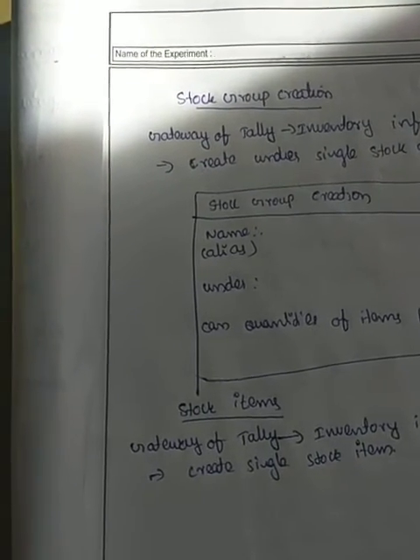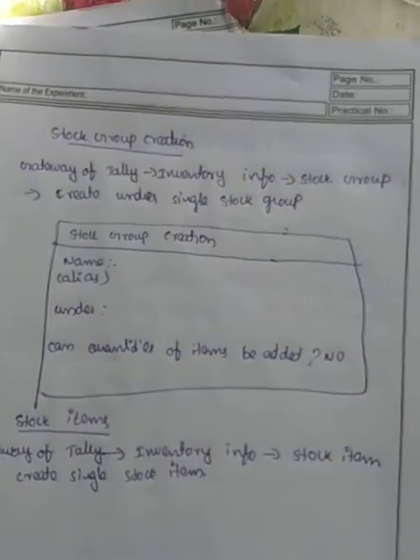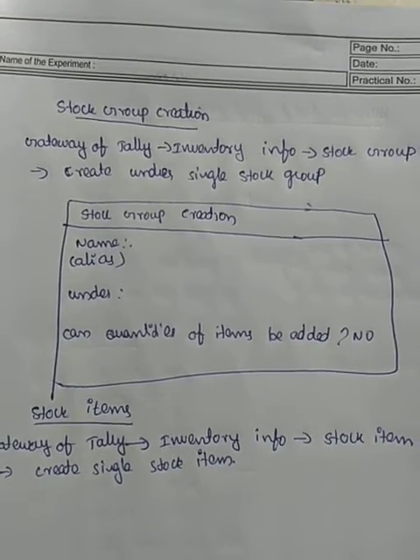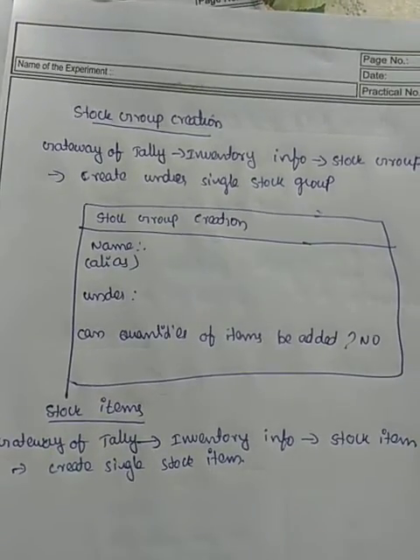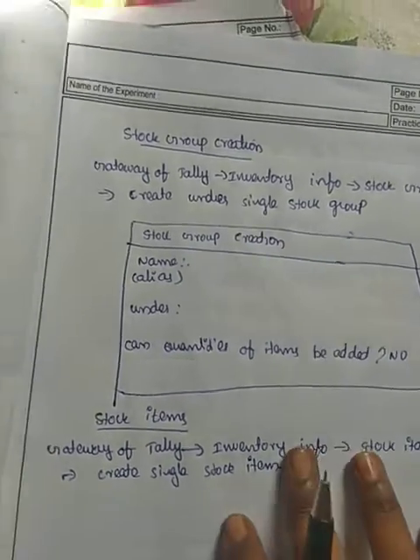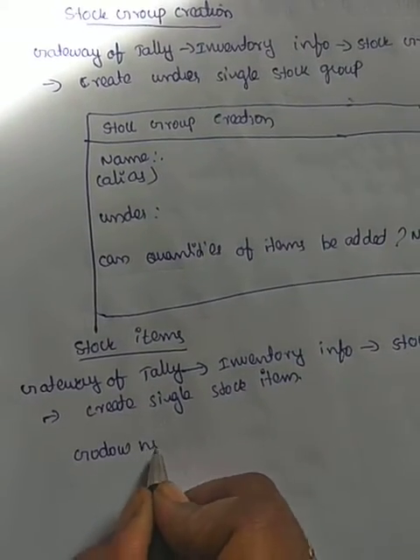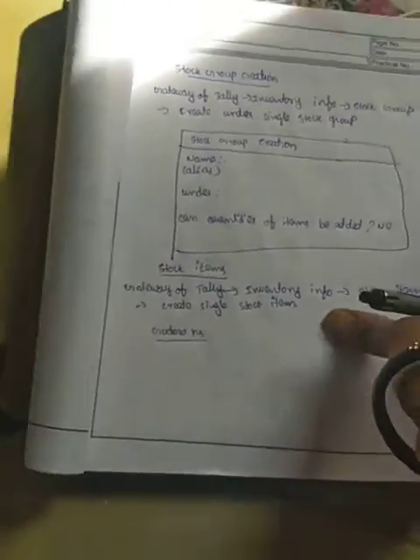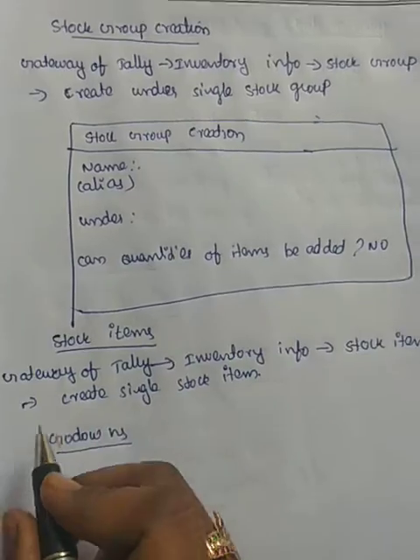Now, if you want to create the godowns, you can create the godowns in Gateway of Tally. Now go to the F11 features button. In F11 features, maintain, you have to give the godowns. So how to create the godowns in Gateway of Tally menu?